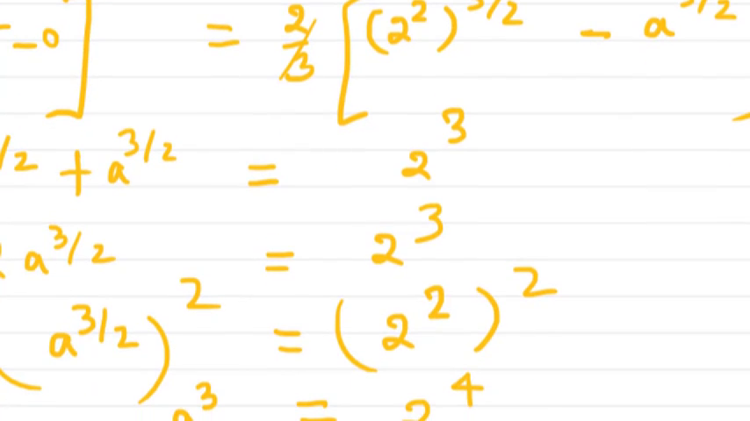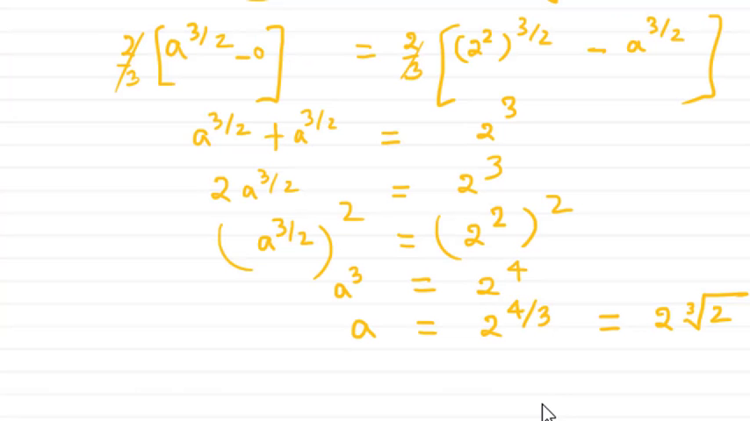From here we can say that the value of a will be 2 to the power 4/3, or you can say it is 2 into the cube root of 2. So the answer is 2 to the power 4/3, which you can write as 2 times the cube root of 2, or also as 4 to the power 2/3. Any of these answers will be correct.